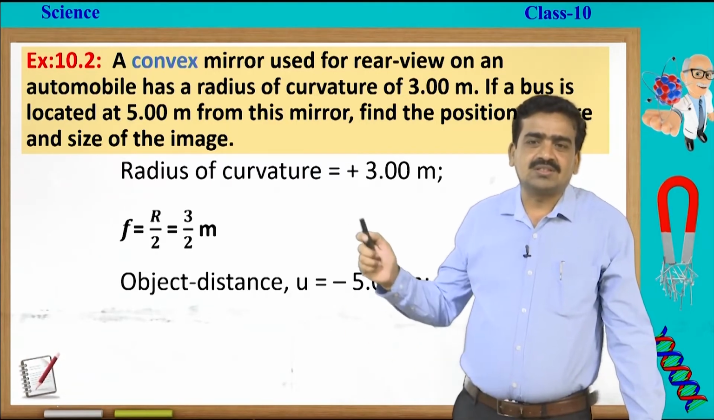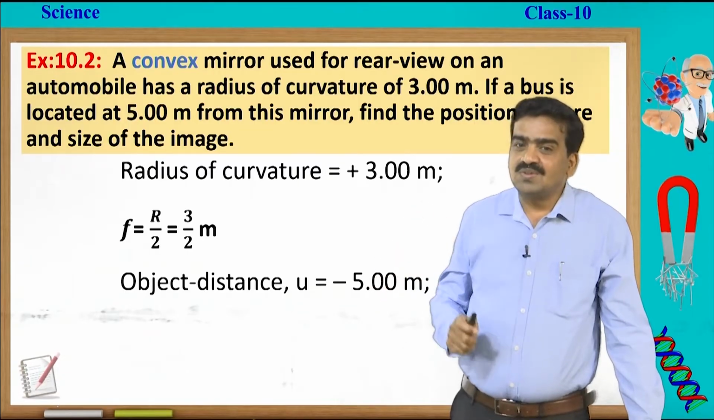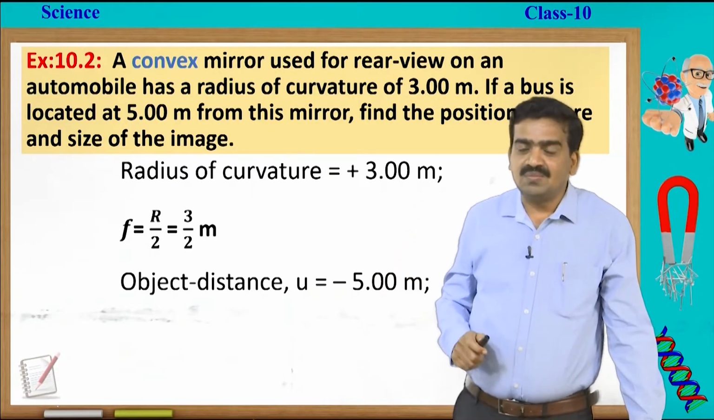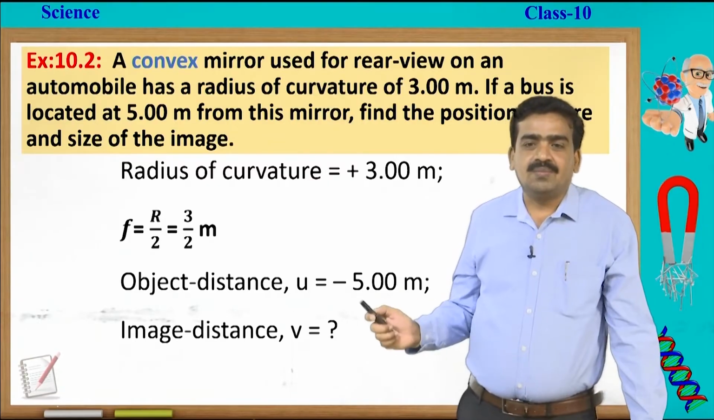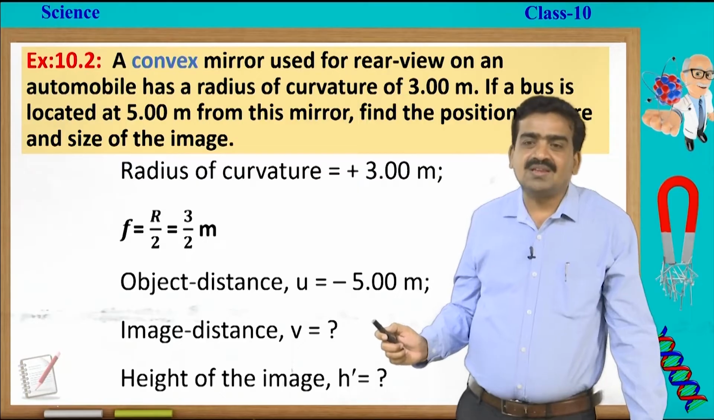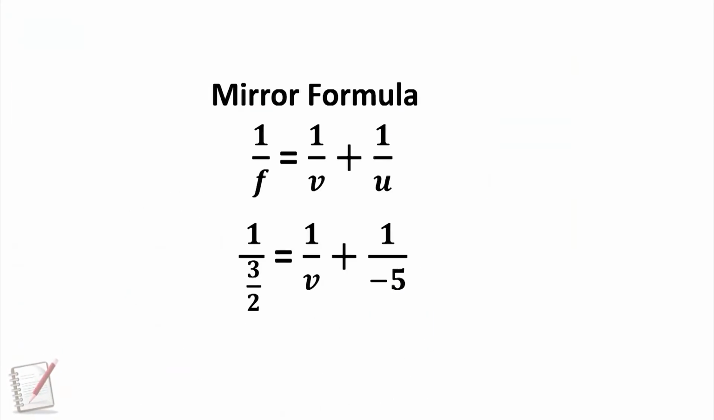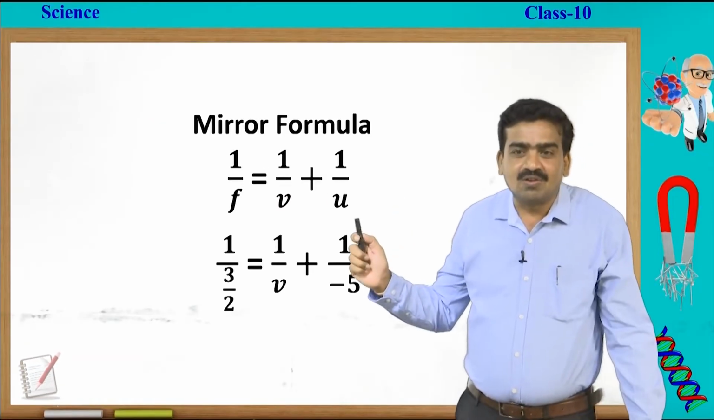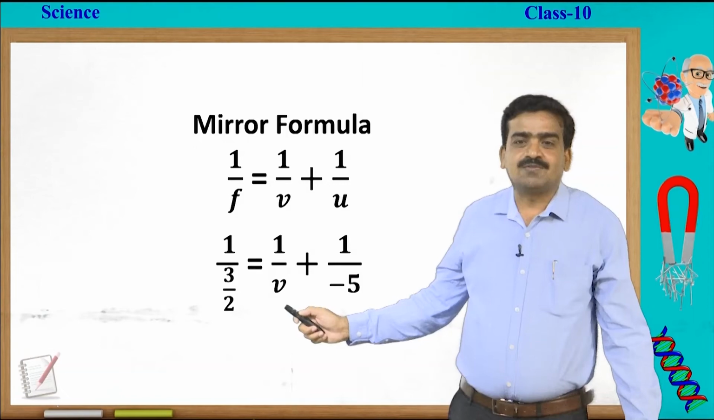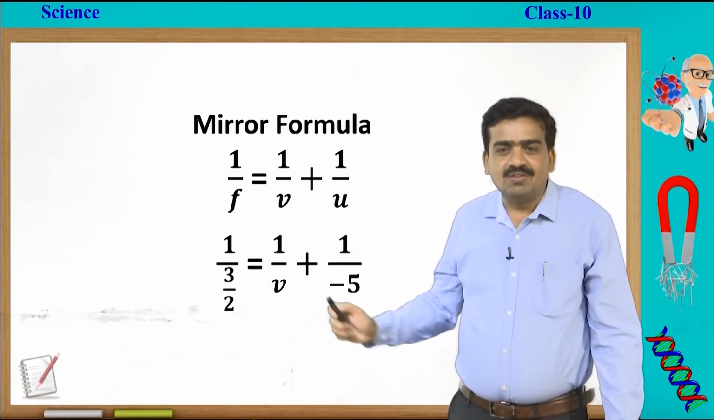Here, positive and negative value depends upon, as I told you already, the position of the object as well as the position of the image. Now, image distance v we have to calculate. Now, height of the image h dash is also to be calculated. Use the mirror formula to get the answer. 1 over f is equal to 1 over v plus 1 over u. Substitute the value of f and u, and you will get the v value.